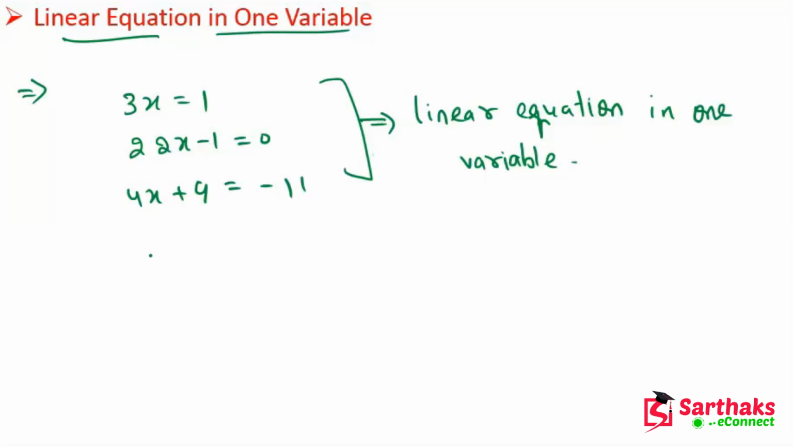Now we can write also like this: 2y plus 3 is equal to 0. This is also a linear equation in one variable. In this case the variable is y. So the variable may be anything. It may be z, it may be y, it may be x, it may be a, b and c, anything. We just have to understand the concept of linear equation in one variable. I hope you understand these things.